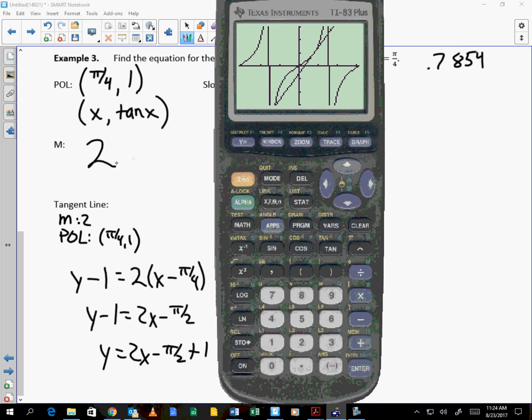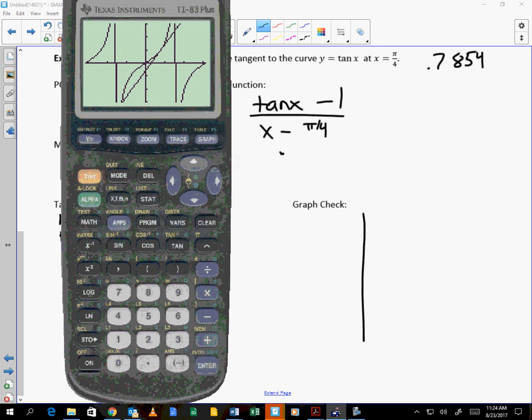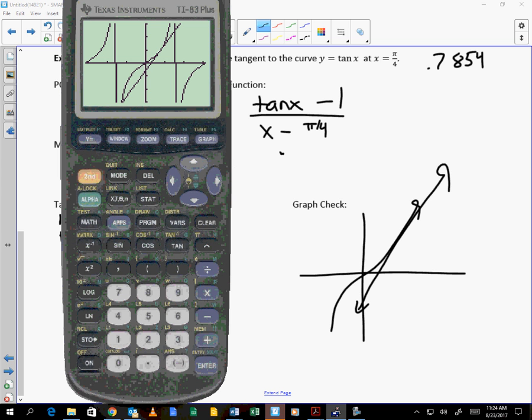So you don't have to be real exact when you draw your graphs for your assignment, but just make sure that you show that you checked it and it looks like it was tangent at that spot. That will be sufficient enough. You verified that it is tangent.